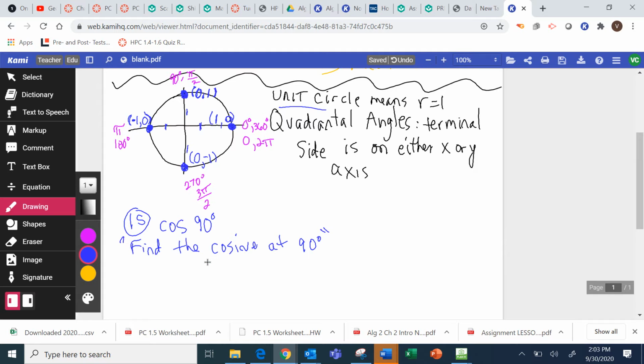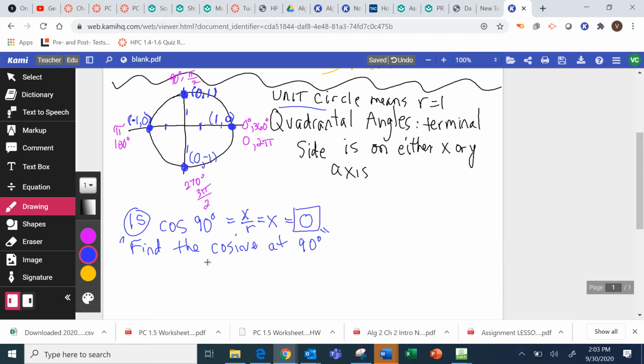So remember cosine, we learned this last time, is x over r. Since it is the unit circle, r is 1, so I could even say that cosine is x. So I go to 90 degrees, and we have an ordered pair on 90 degrees. What is my x value? 0. Guess what the answer is? 0, done.